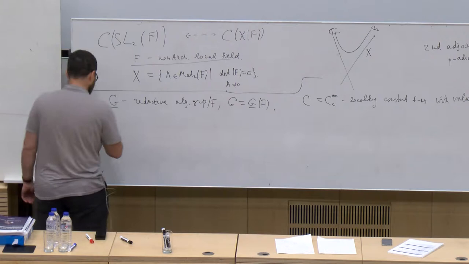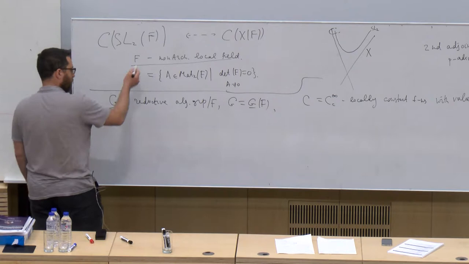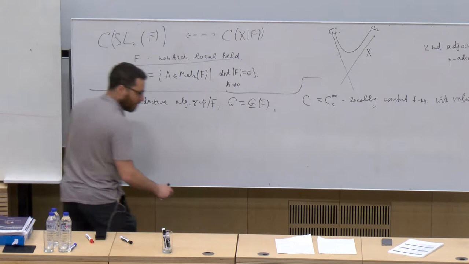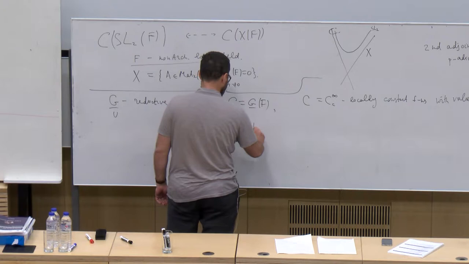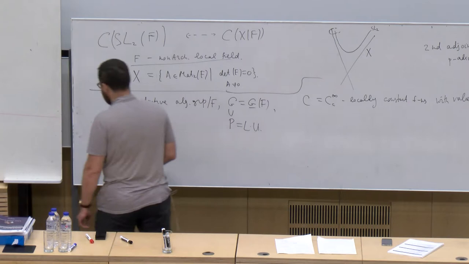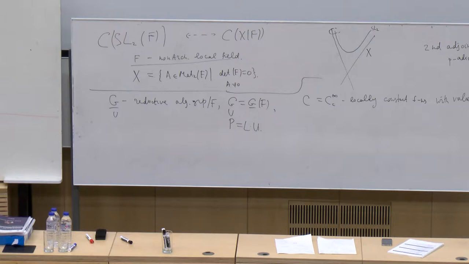I will also use a standard notation. So we have a parabolic, maybe I can already write it in G. So it's a parabolic, which can be written as LU. So let me just make this statement. So let X be this space, G mod U times G mod U minus modulo L. So U minus is the opposite parabolic.